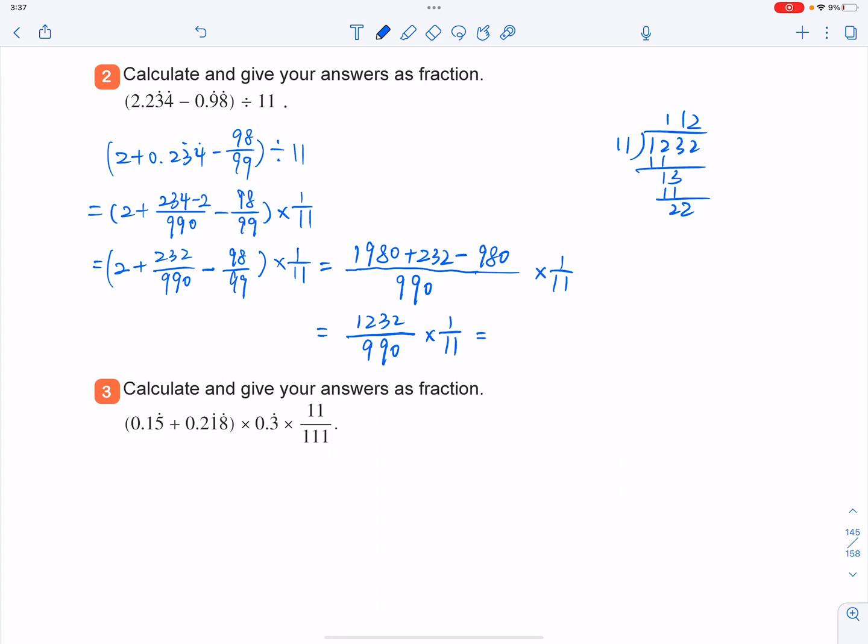So we know that this will be 112 times by 11 over 990 times by 1/11. These two can be simplified, so you got 112 over 990. These two numbers are both divisible by 2. So if you divide it by 2, you got 56 over 495, and that's it. That's the answer to this question.